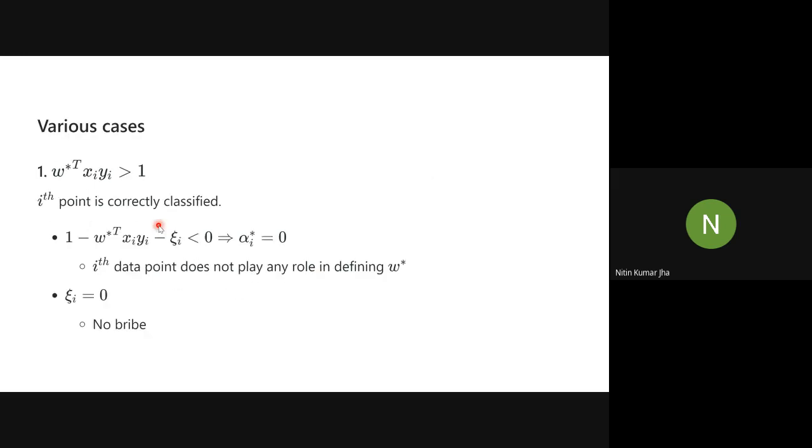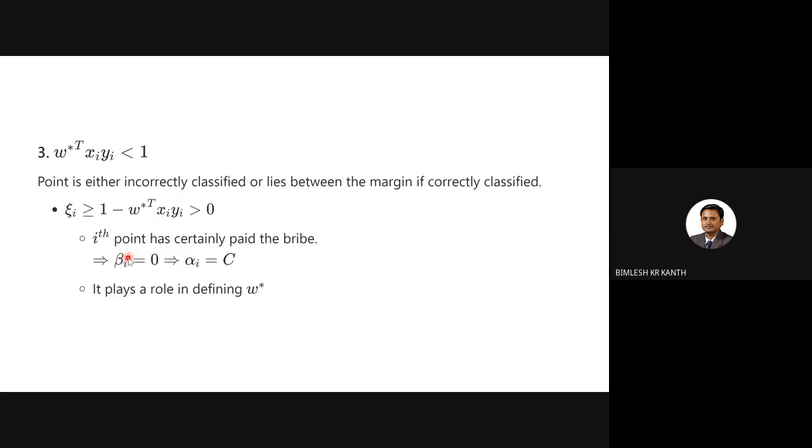If you are not comfortable with this, C is a hyperparameter which we tune manually. So alpha i is equal to C. What does that signify? It is non-zero and it is contributing to W star. Anything more than that? Values of C actually depend upon the distribution. So if there is a large margin, then their role in defining W star may be higher. Something like that you can think of.